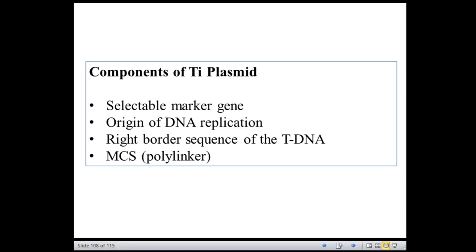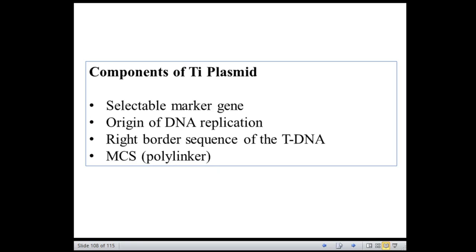Next, we have an origin of DNA replication. This allows the plasmid to replicate in E. coli. In some vectors, an additional origin of replication that functions in Agrobacterium tumefaciens has also been added. So there are reports which mention an additional origin of replication which functions in Agrobacterium tumefaciens.